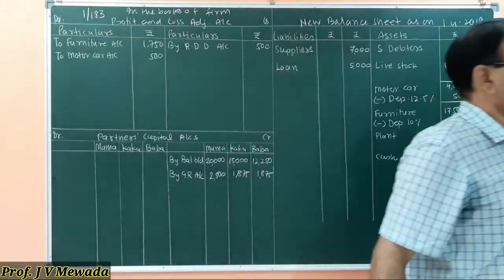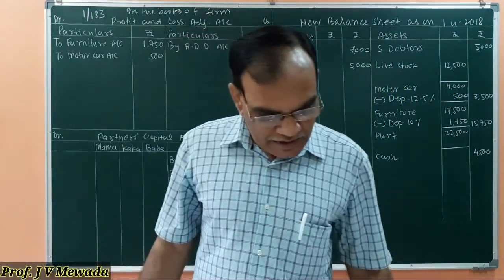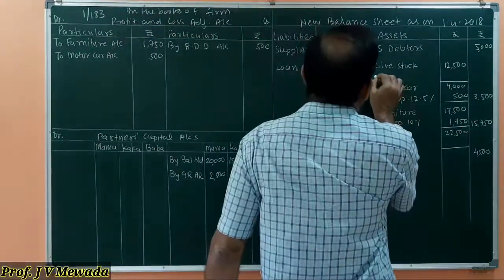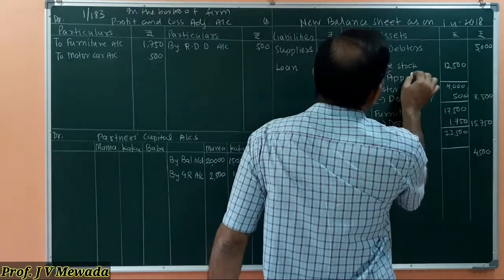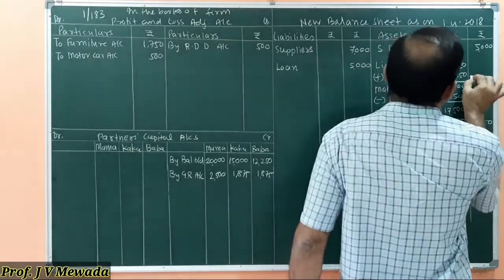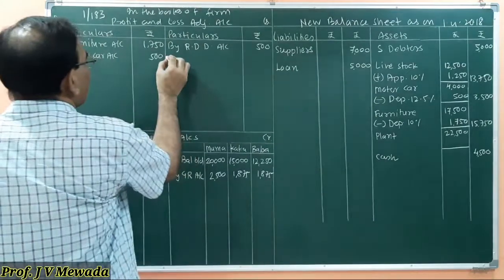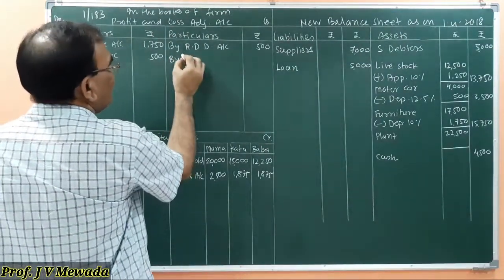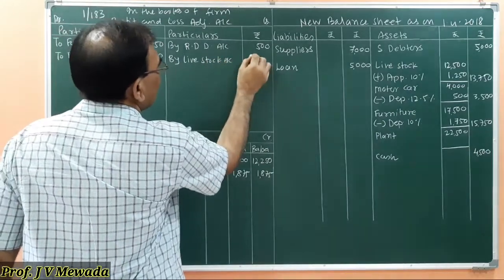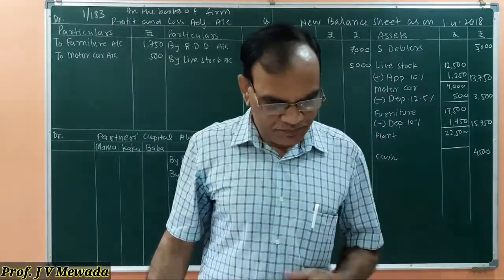Then we are having next, livestock is to be appreciated by 10%. So add appreciation 10%, 1,250, so it is 13,750. And on the credit side of profit and loss account, we'll write by livestock account 1,250. Then we are having one more.